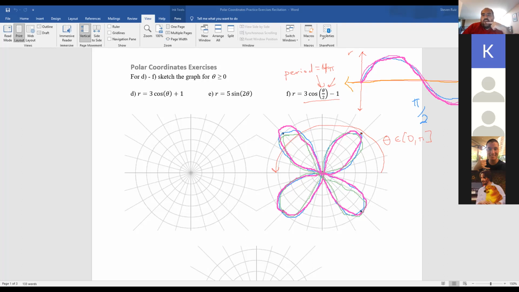Anybody else have any questions? Sorry, it might be a dumb one. No, it's not. Go ahead. How did you get 4 pi? I'll let somebody in the room answer that if they can. How do we get the period of 4 pi from this thing?